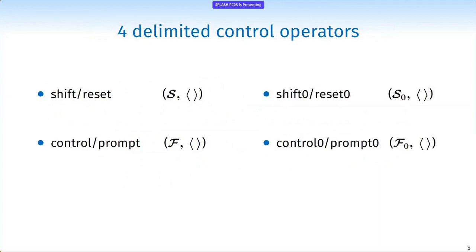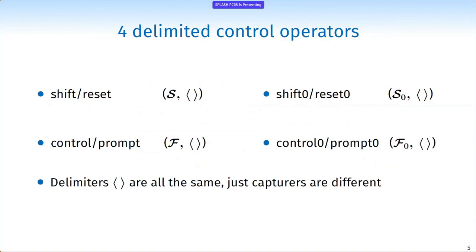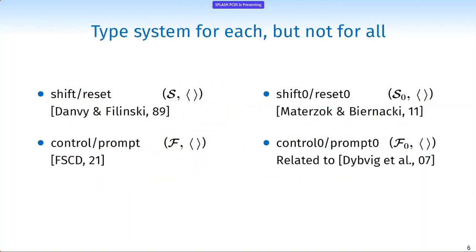Other than shift and reset, there are many more variations like shift0 and reset0, control and prompt, and control0 and prompt0. Maybe you have noticed that all the delimiters are denoted by angle brackets, and they're all the same, just the name is different. The capturers are different: shift, shift0, control, control0. All these things are different. And there is also a type system for each of these operators, but not a type system that includes all four operators.